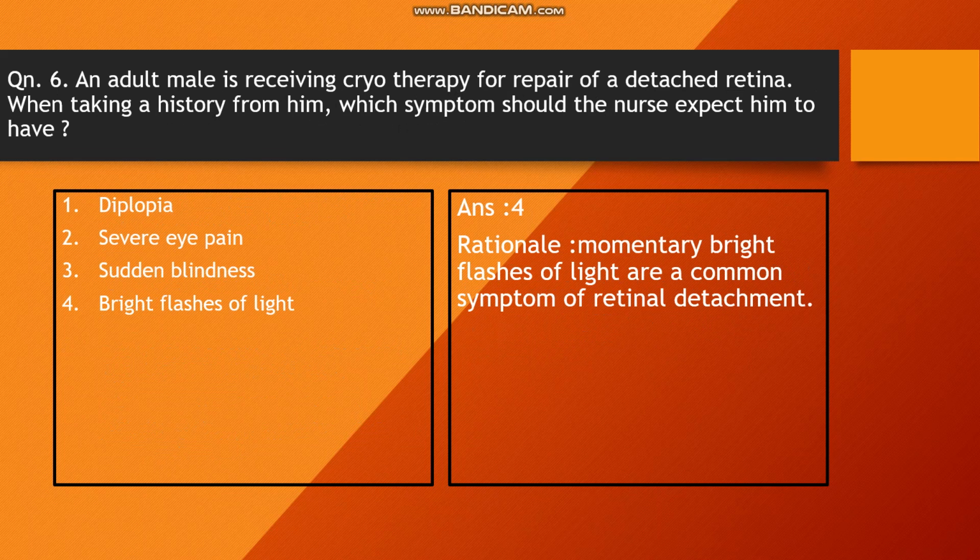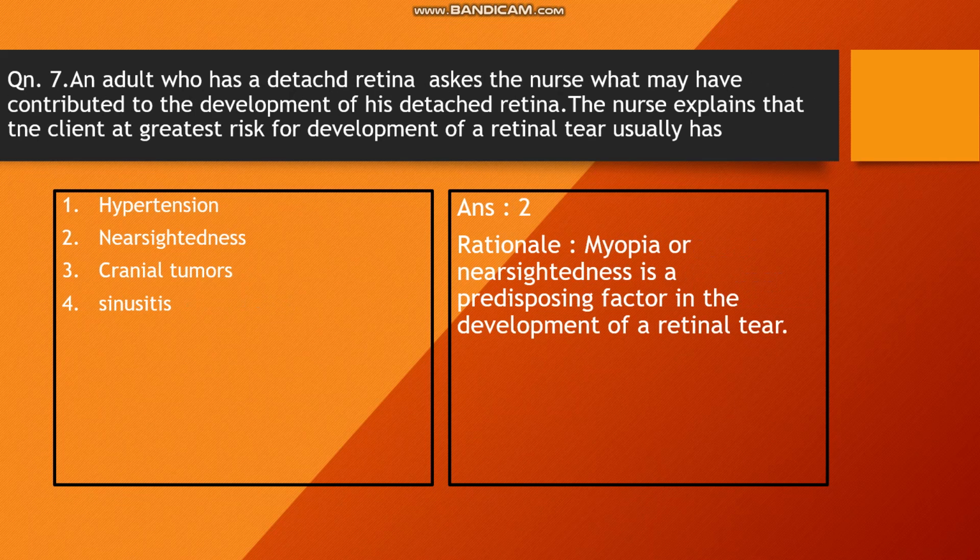Next one. An adult male is receiving cryotherapy for repair of a detached retina. When taking a history from him, which symptoms should the nurse expect him to have? Diplopia, severe eye pain, sudden blindness, bright flashes of light. Answer is 4. Bright flashes of light. Rationale. Momentary bright flashes of light are a common symptom of retinal detachment.